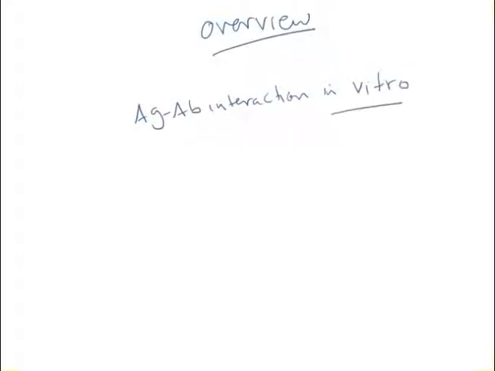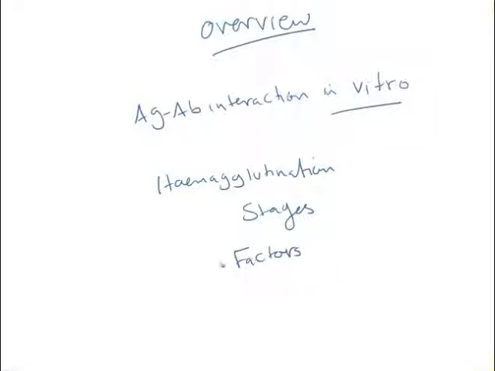In this tutorial video, we will talk about antigen-antibody interaction in vitro. So we will talk about hemagglutination, which is agglutination of red blood cells as a result of antibody binding. We will talk about the two stages of hemagglutination, which is a sensitization step. Also talk about the other step, which is lattice formation, and we will discuss factors affecting these two stages and their importance and how we can manipulate these factors to affect the stages.